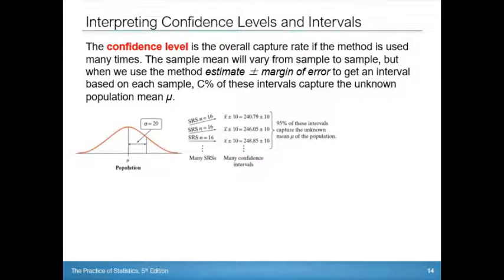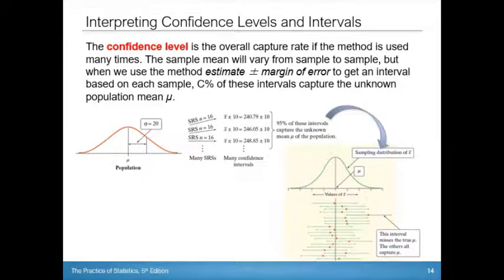So if we look at this again, we have the population, we take lots of samples. Every time we take a sample, it would generate the x bar, and the resulting plus or minus 2 standard deviations would create a confidence interval that captures the true parameter C% of the time. So let's look at an app that will demonstrate this.